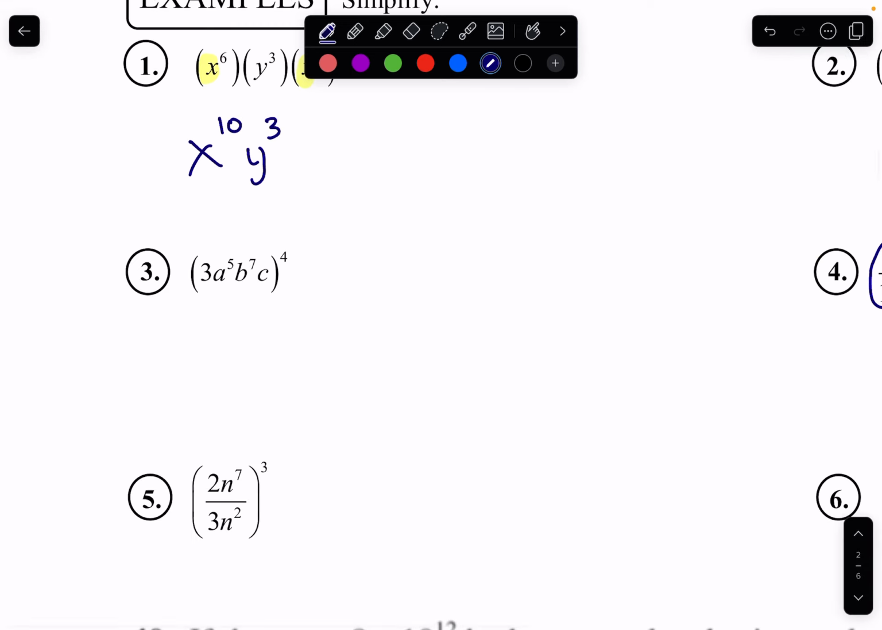Okay, number 3. This one does have an exponent on the outside. So first thing I'm going to do is distribute that exponent to every number on the inside. So the 3 is going to get an exponent of 4. The A already has an exponent of 5, so that 5 is going to get multiplied by the 4 and become 20. The B already has a 7, so that's going to multiply with the 4 and become 28. The C doesn't have any exponent, so it just gets a 4. And I stop right there.